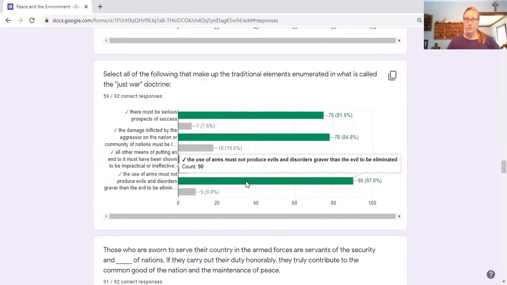Okay, and the fourth thing: the use of arms that you're going to use in the war must not produce evils and disorders graver than the evil that you're trying to eliminate. So this is a really simplified example, but let's say an aggressor says, I'm going to destroy your city if you don't do this, this, and this. And the people say, okay, well, we're going to destroy the entire country in this war. Well, that doesn't work, because if the arms are going to destroy the whole country when all you were trying to protect is the one city, that doesn't really work out.